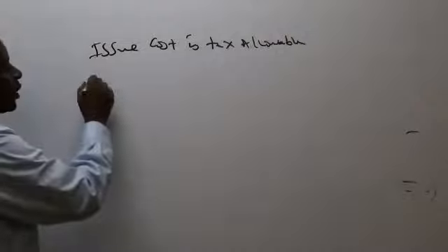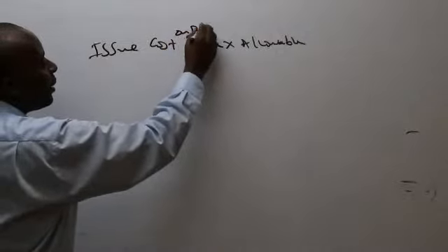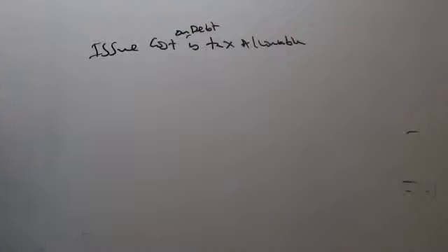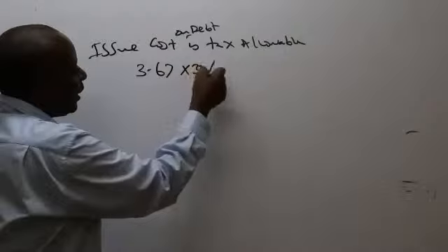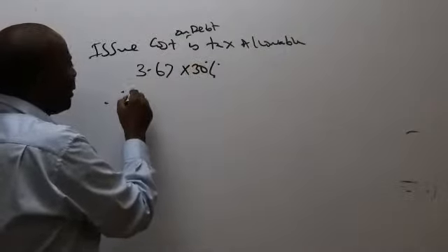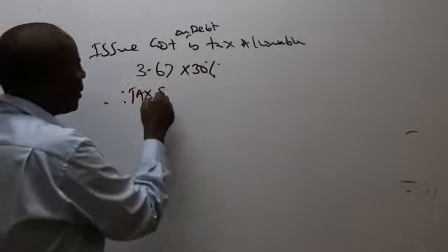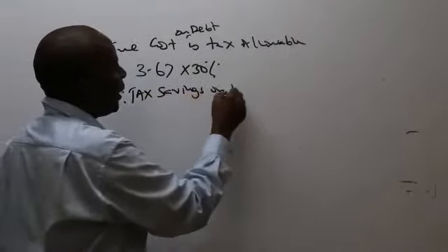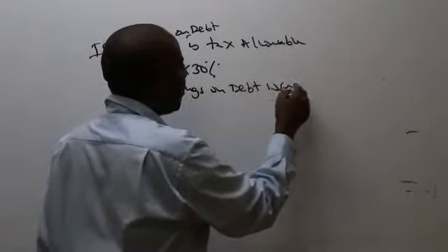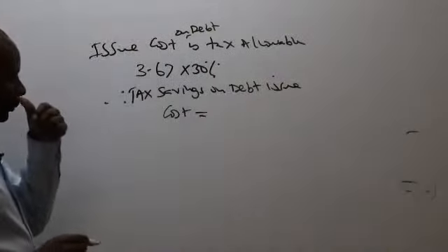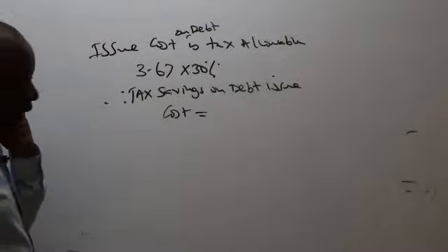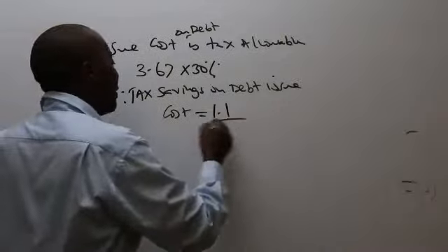So please give us issue cost on debt, remember. He told you that this is tax allowable. And then we know that the issue cost is 3.67 times 30%. Therefore, the tax savings on debt issue cost, when you play with it, how much does it come to, somebody? 1.1. Thank you very much. Double underline that figure.